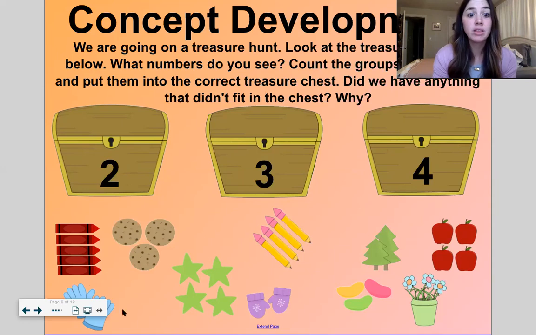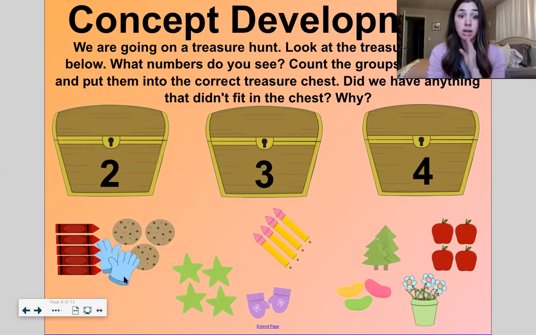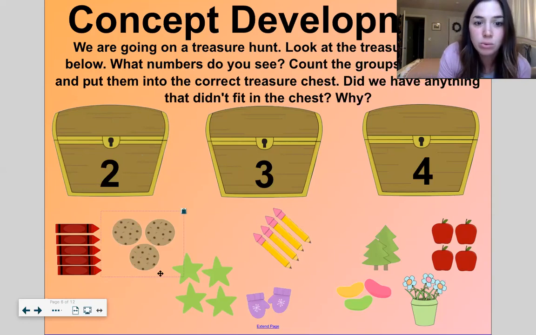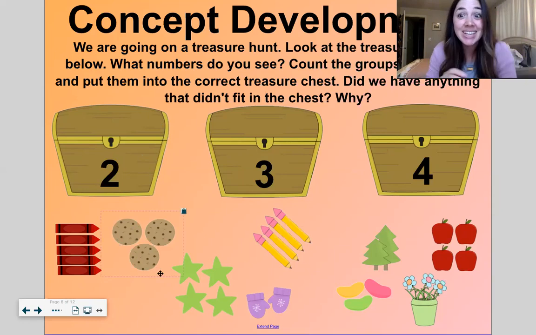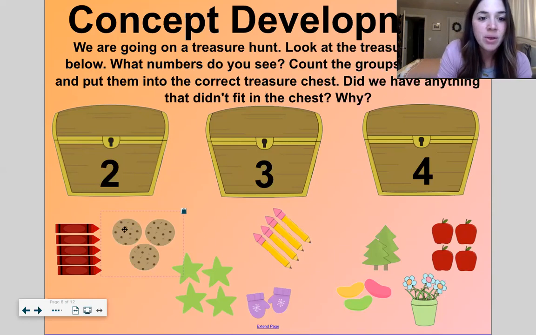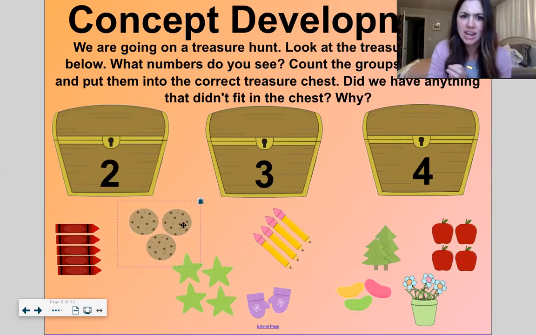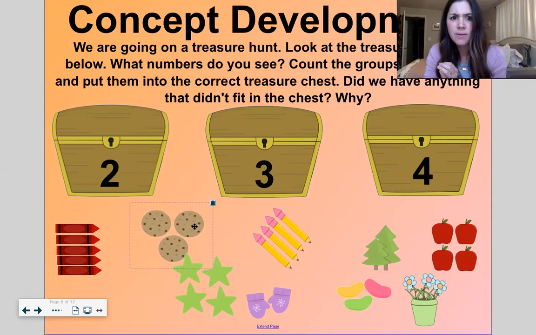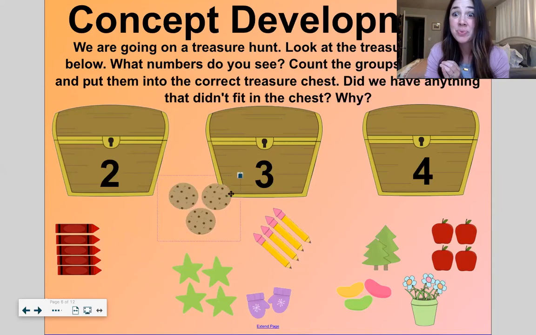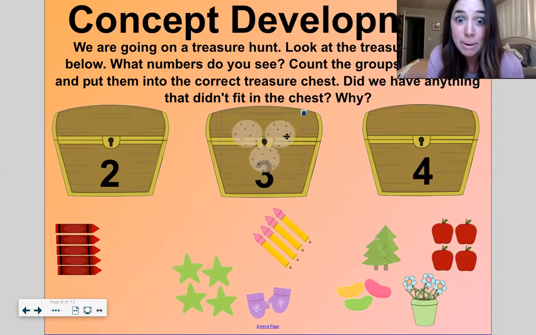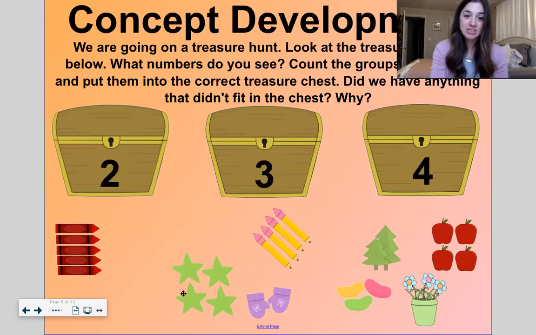Let's try this one. Gloves. 1, 2. Okay, show me. Which one does this belong in? Say it out loud. Yes, it goes in the 2 chest. Nice. Oh, there it goes. All right, let's see. Oh, cookies. Cookies starts with C. 1, 2, 3. All right. Say it out loud. Which chest does it go in? 2, 3, or 4? 3. Yes. Bye-bye.